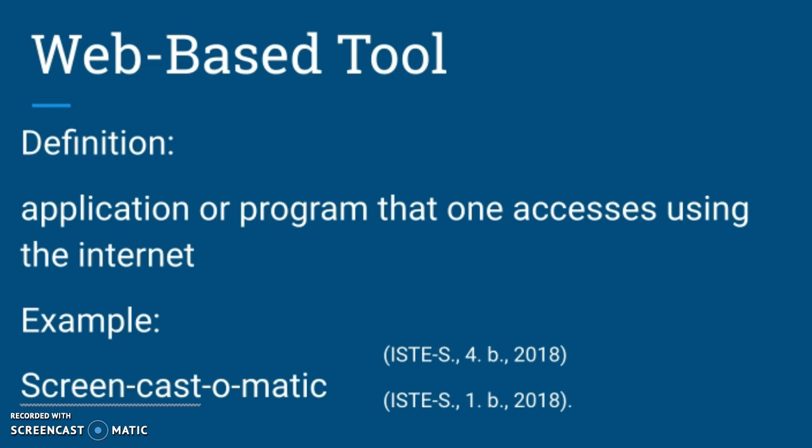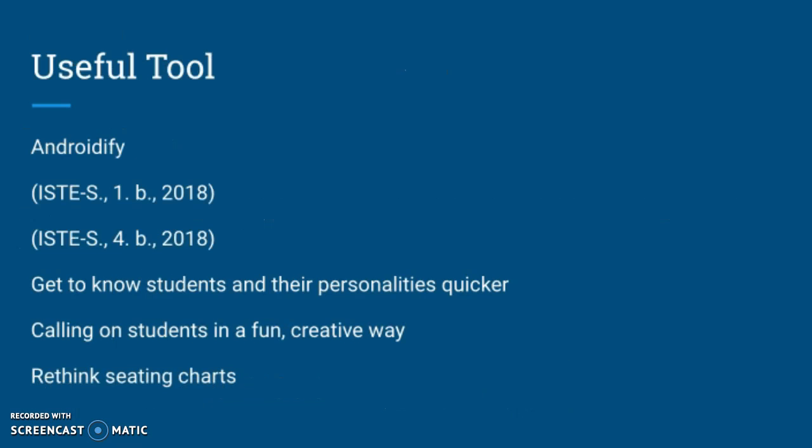A web-based tool, I would define that as an application or program that you have to access using the internet rather than just what's on your computer to start. So for example, the program that I'm using to film this, Screencast-O-Matic, that could be considered a web-based tool because I can access it using the internet.